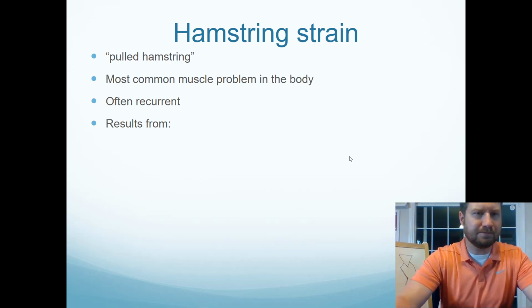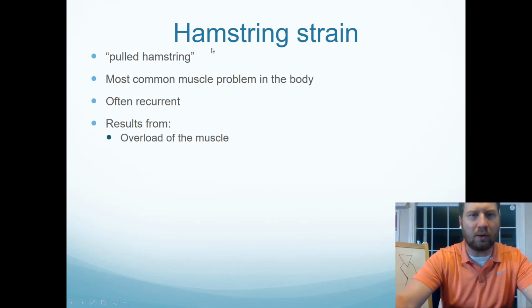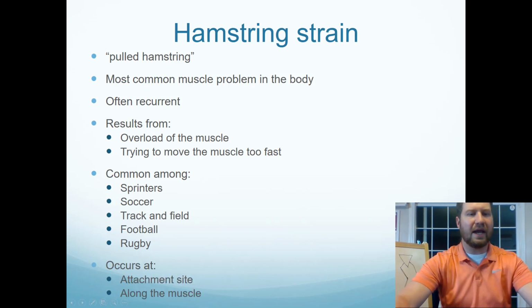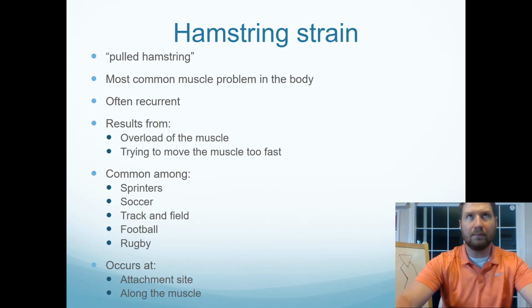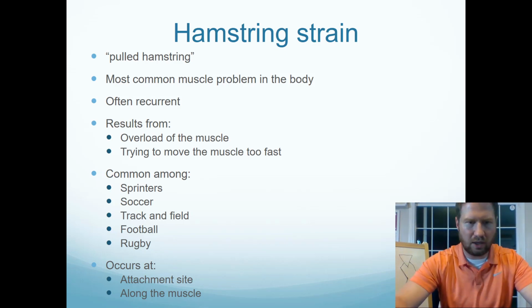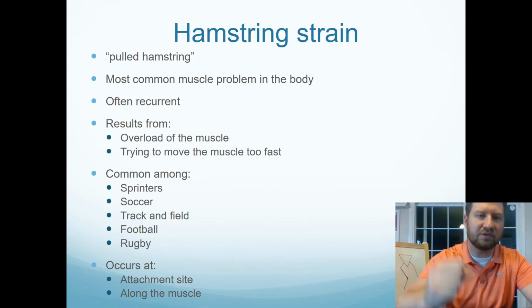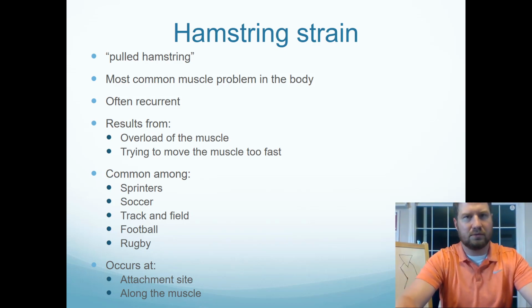Then our pulled hamstring, or hamstring strain, is the most common muscle problem in the body, especially with athletics. Okay? Once you have one really bad one, you are more prone to having more. It happens from an overloaded muscle trying to move too fast. Common among sprinters, soccer players, track and field, football, rugby. Okay? Usually it's going to occur at the musculotendinous junction. So right where that hamstring comes off of the ischial tuberosity is where you're going to see it.